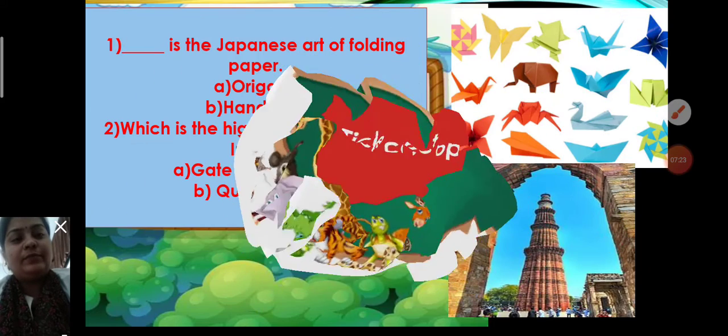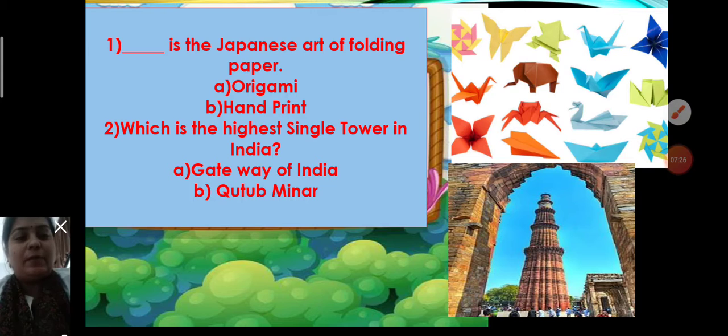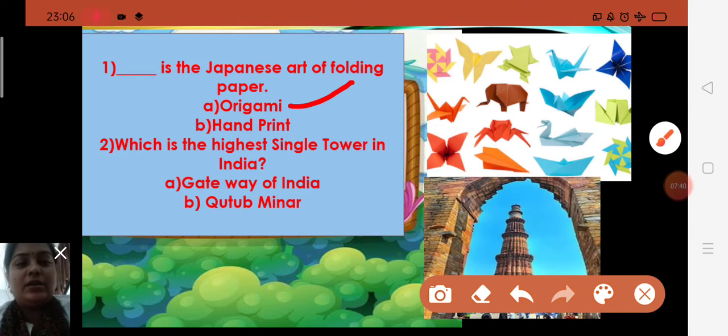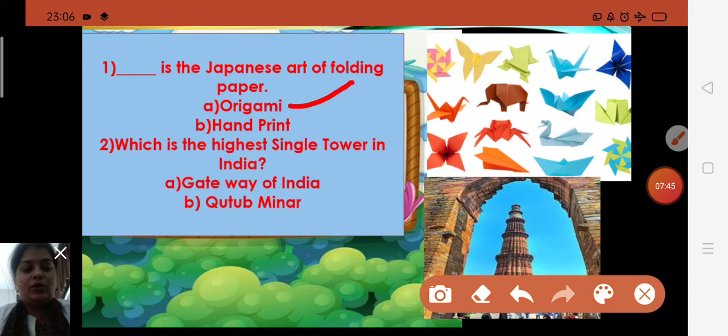Okay, so let's start. The first one is: dash is the Japanese art of folding paper. Do you know, children, which art? Yes, origami. Origami is the Japanese art of folding paper. So there you will have to tick: origami is the Japanese art of folding paper. Origami is the Japanese art of folding paper into shapes representing objects like flowers or birds. The Japanese term origami literally means to fold paper. So there you will write option number A.